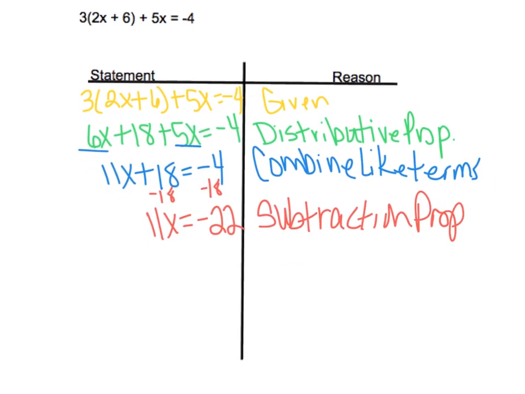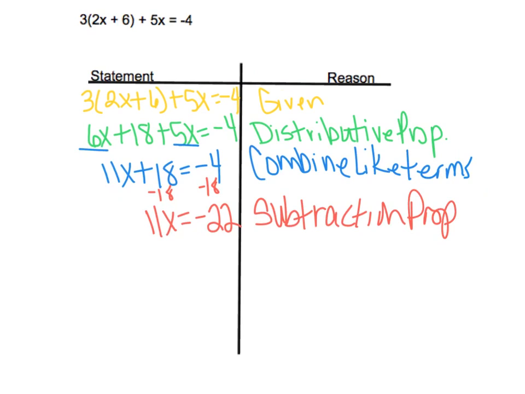And then my last step, of course, is I'm going to divide by 11 on both sides, and I get that x equals negative 2. And I did that by dividing, so that's the division property.